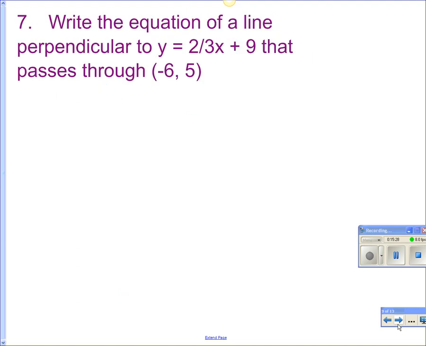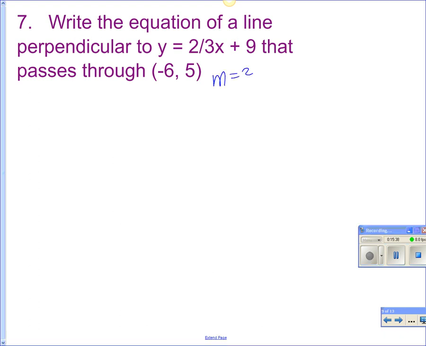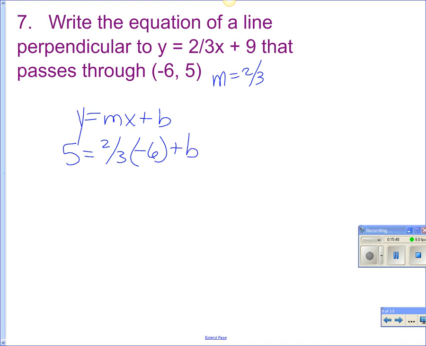Okay, number 7. I want you to try that one on your own. Okay, so on your paper it said parallel, so your M should be 2/3. And then you're doing y equals mx plus b. Put in 5, 2/3, -6 plus b. Anybody make it to this step? Anybody make it that far?